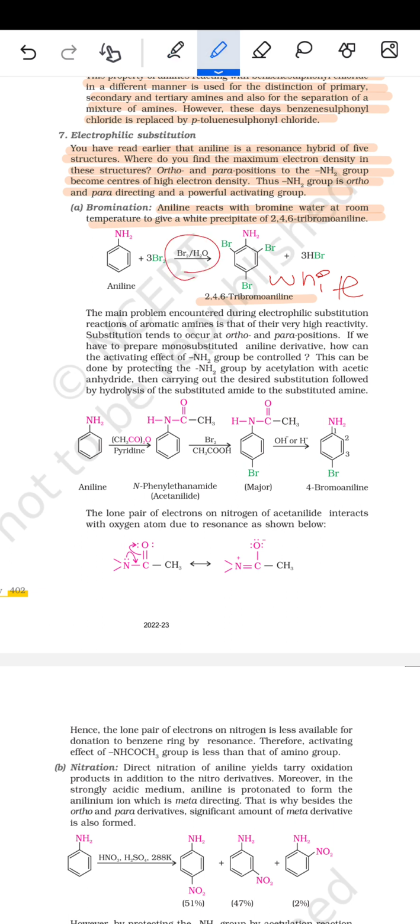फिर उसके बाद आता है the main problem encountered during the electrophilic substitution reaction of aromatic amines is that of the very high reactivity. Substitution tends to occur at the ortho and para positions. If we have to prepare a monosubstituted aniline derivative, how can the activating effect of the NH2 group be controlled? This can be done by protecting the NH2 group by acetylation with acetic anhydride and then carrying out the substitution, followed by the hydrolysis of the substituted amide to the substituted amine.